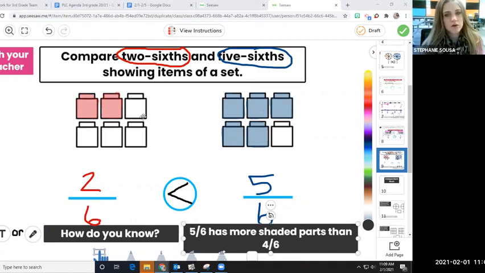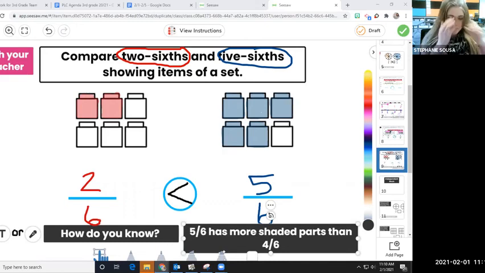On the left, there are only 2 pieces shaded, and on the right, there are 5. That would work as an explanation as well. Yes, because you're using that math vocabulary of the numerator, 2 and 5, and you're also using that math vocabulary of parts or unit fractions. So that is fine as well. Okay, if that was your question, I hope that's what I heard. If not, correct me in the chat.